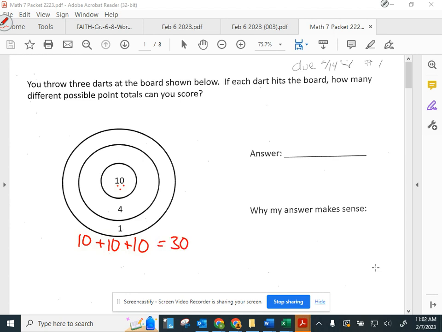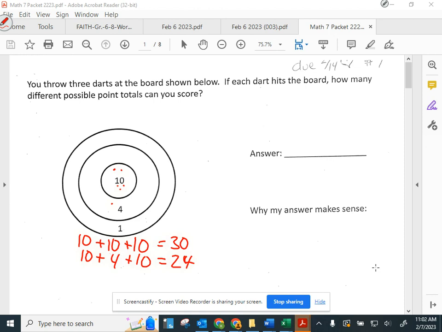Now let's say I throw a dart and I hit the bullseye, but my second dart hits the 4, and my third dart hits the bullseye. This time my point total is going to be 24. You're going to want to go through and see how many different point totals you can get.